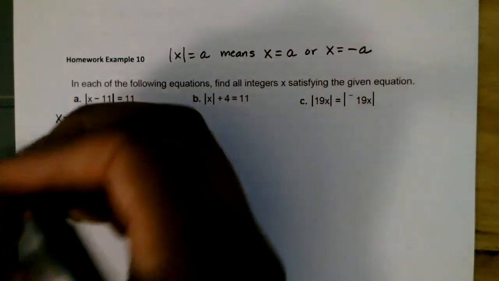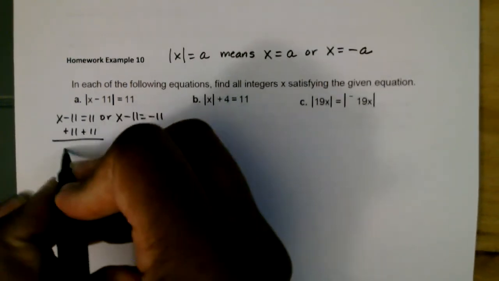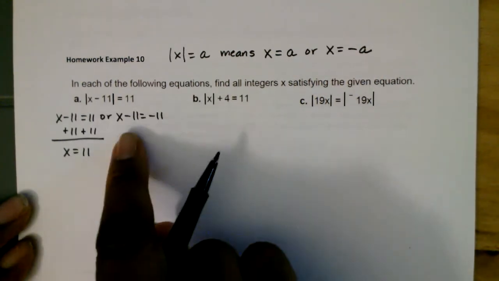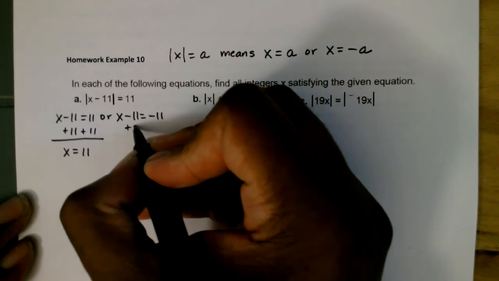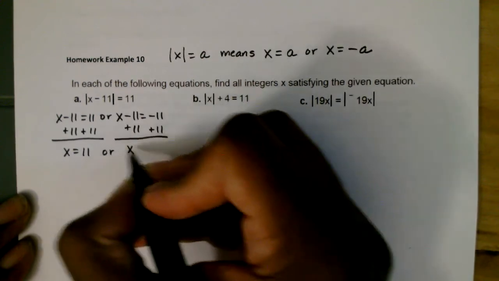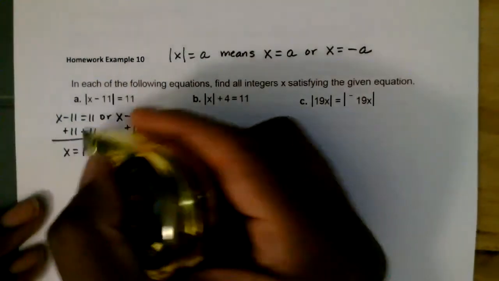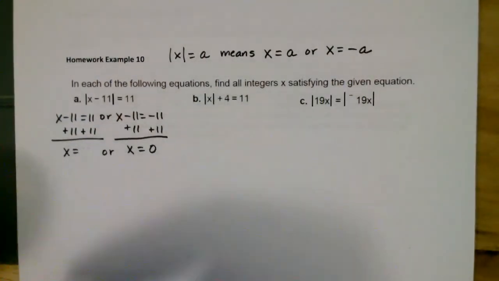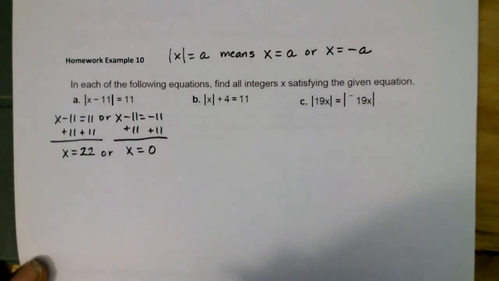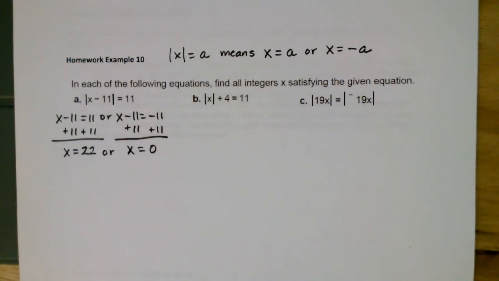All right, so if I take that first equation, add 11 to both sides, that would mean x is equal to 11. And then for x minus 11 equals negative 11, if I add 11 to both sides, that would mean x is equal to 0. And correction on the first equation: 11 plus 11 should be 22. So my two solutions are 0 and 22.